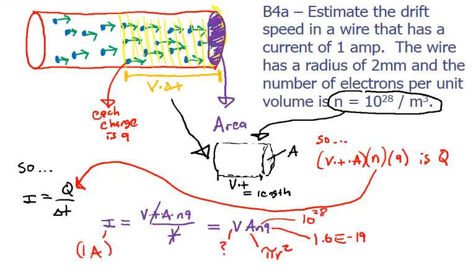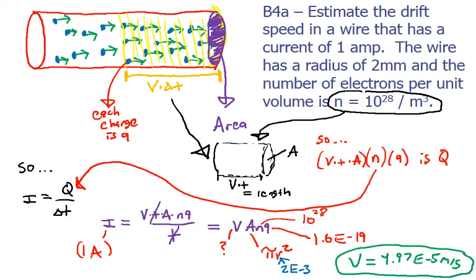So we've got 1 amp in this situation, equal to pi r squared, times the 10 to the 28th electrons per meter cubed, times the charge of an electron, and we should get an average drift speed of 4.97 times 10 to the negative 5th meters per second.